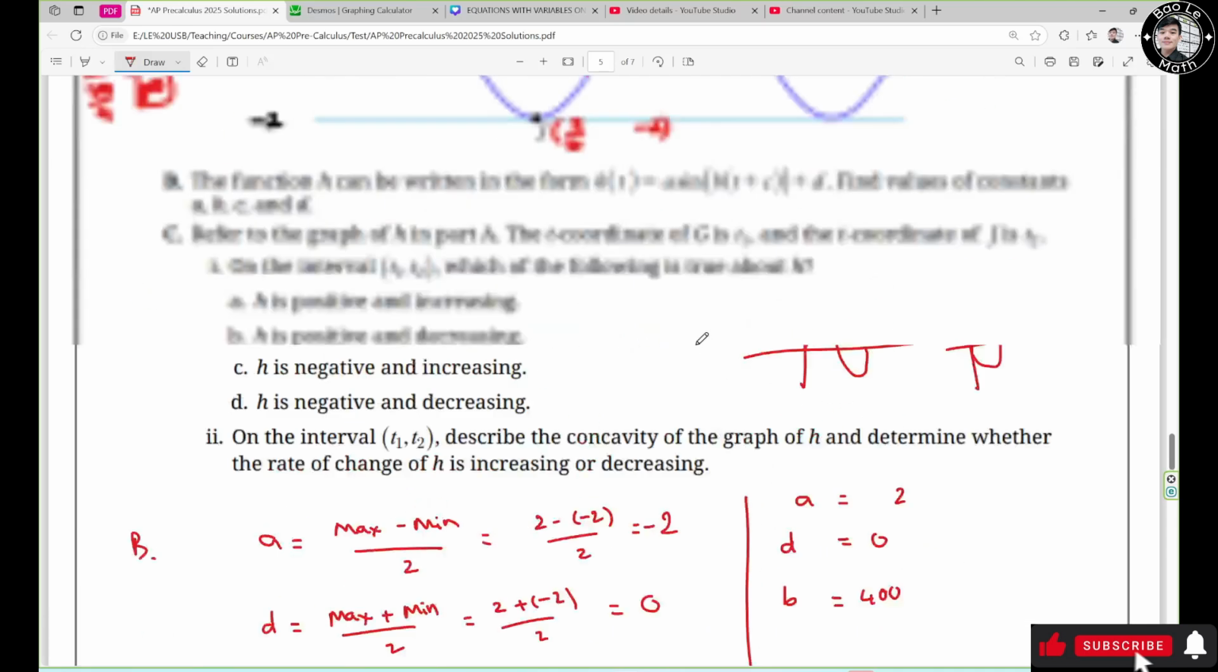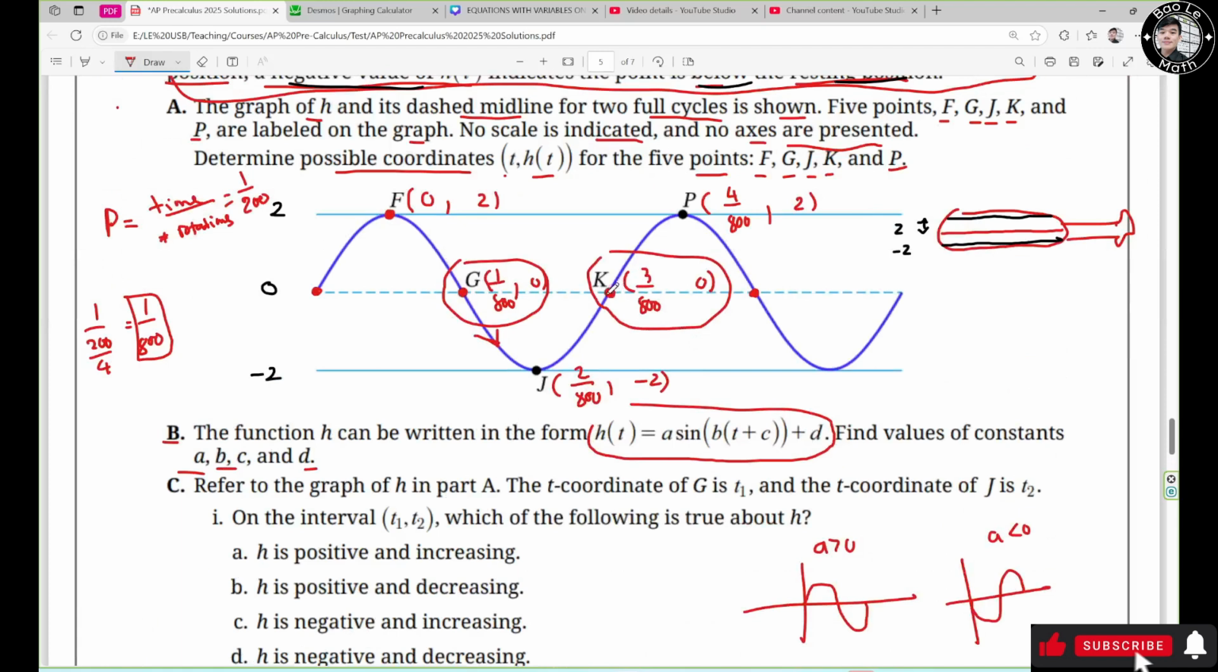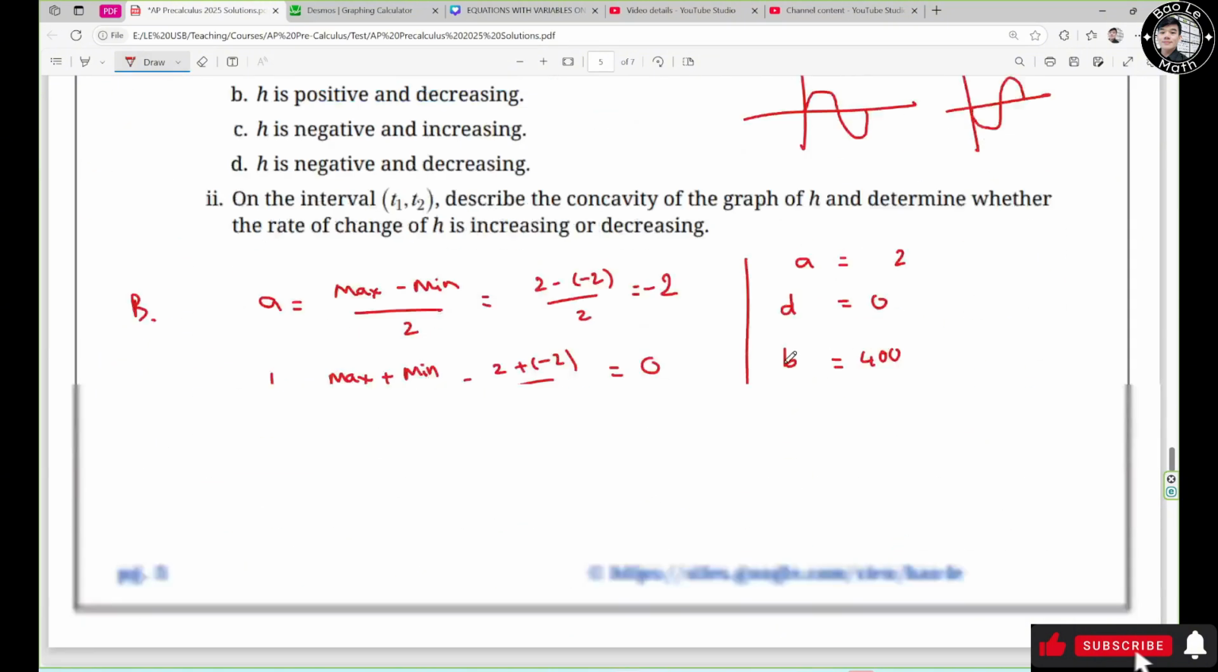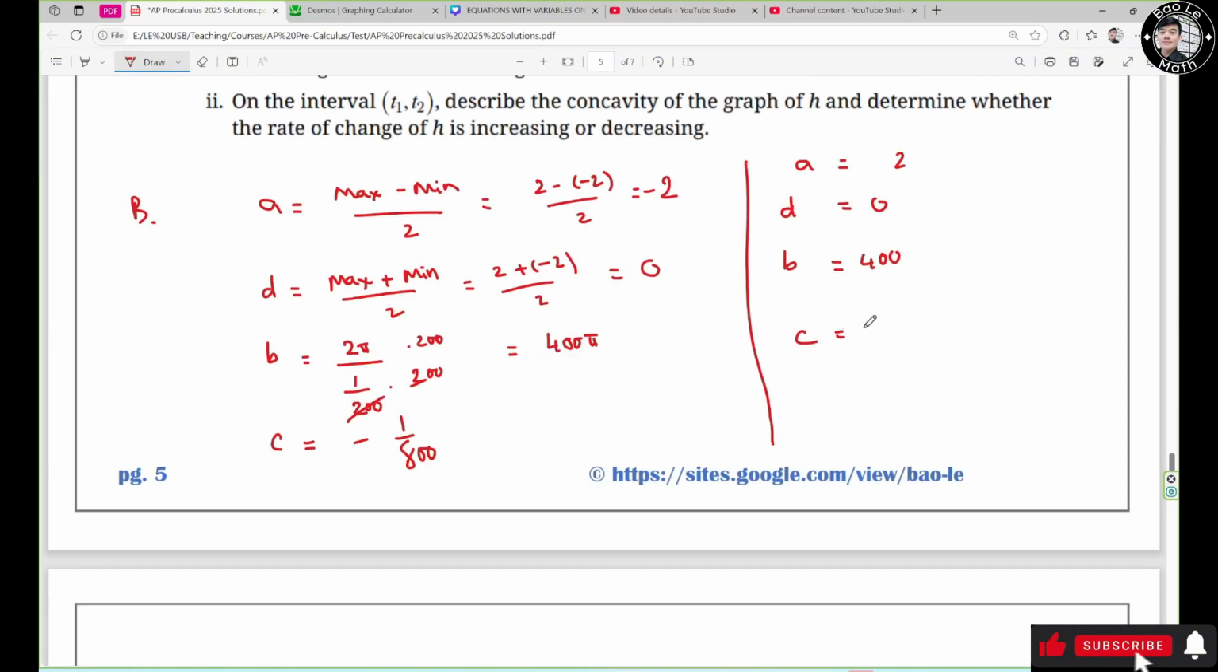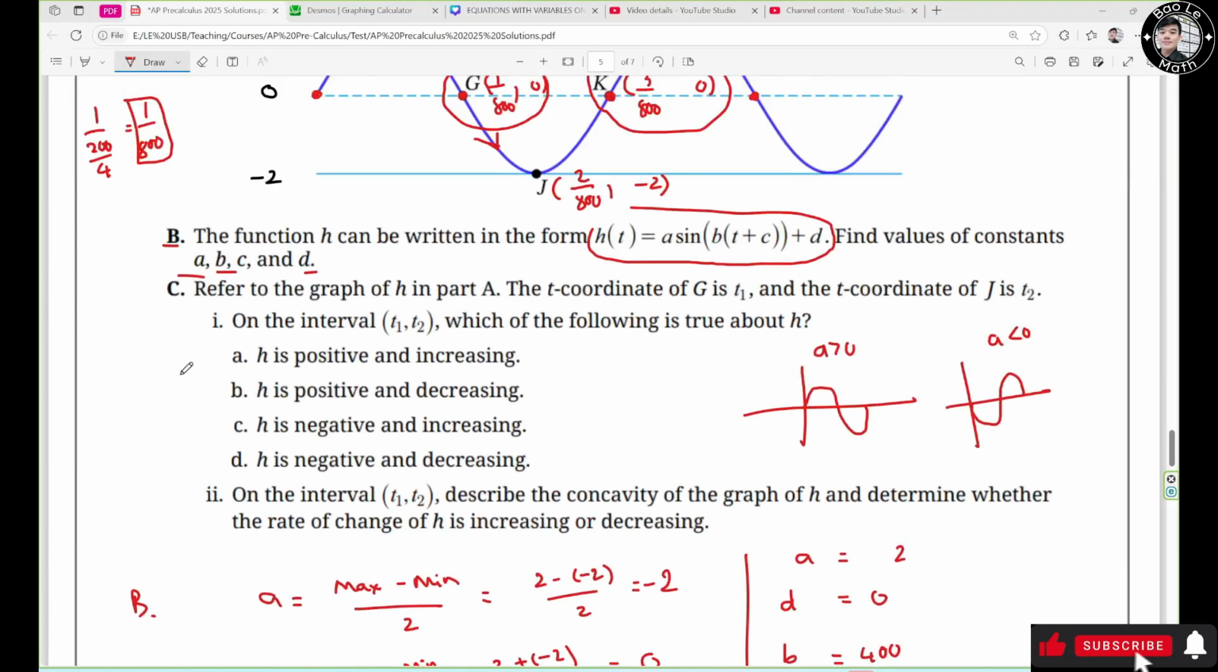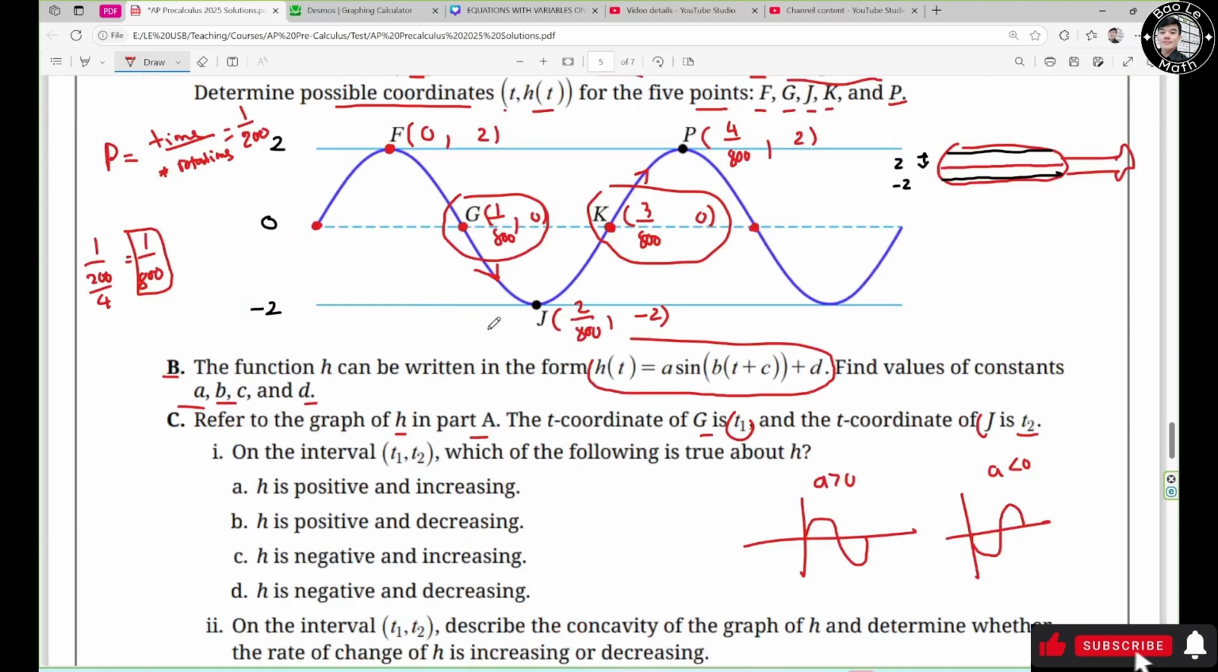Now see, if I pick the starting point right here, which means the function shifts to the right 3 over 800, so c equals negative 3 over 800, and the function is going up. So a is positive, so a is still the same. This one is negative 3 over 800. Let's move on to question C. Refer to the graph of h in part A. The t-coordinate of point G is t1. The t-coordinate of point J is t2. So point G and point J are these points right here.